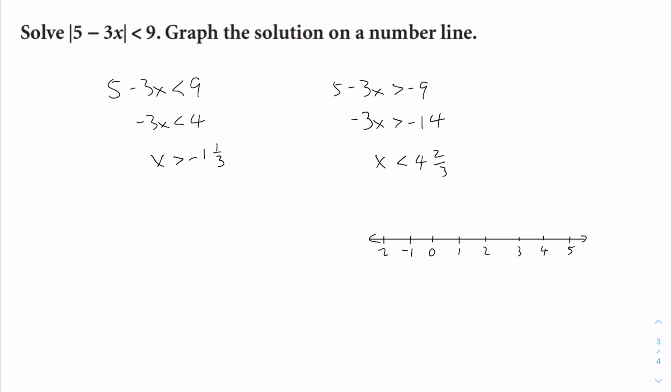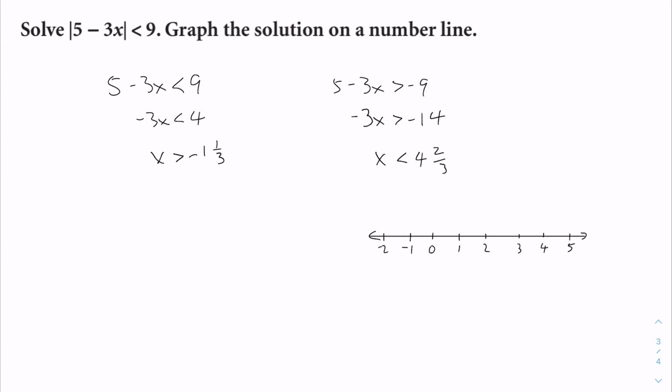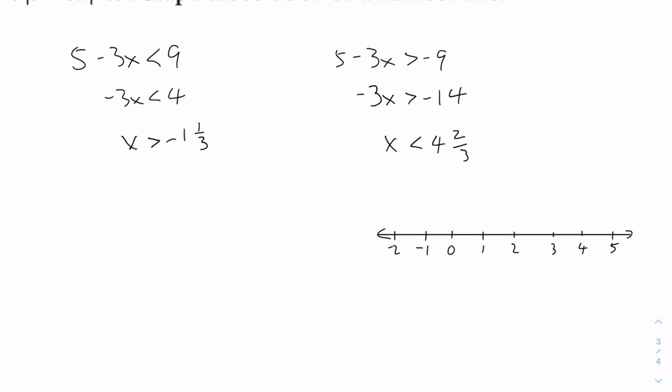To graph the solution on a number line, you would first find the points on the number line, negative 1 and 1/3, which would be around here. Remember that it's going to be an open circle because negative 1 and 1/3 does not fit into the inequality. And for 4 and 2/3, it will be around here, and which would also be an open circle.